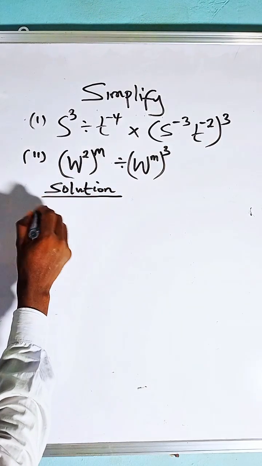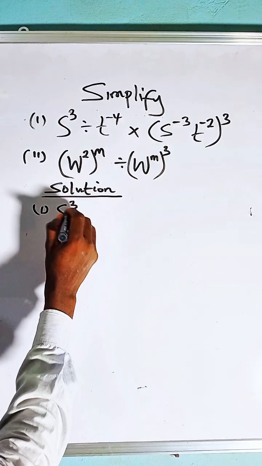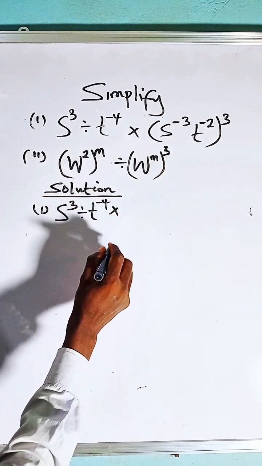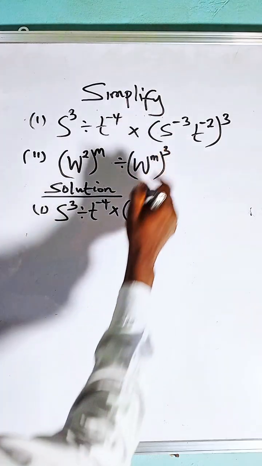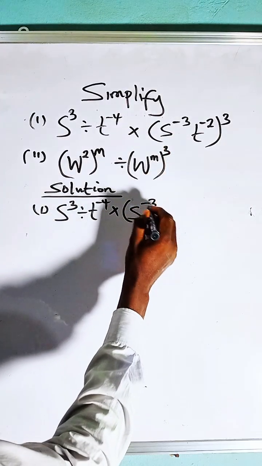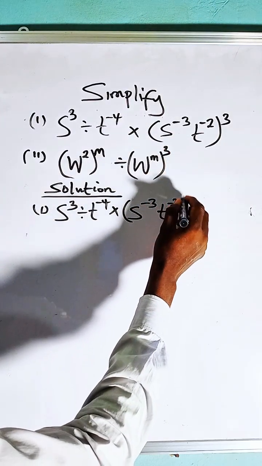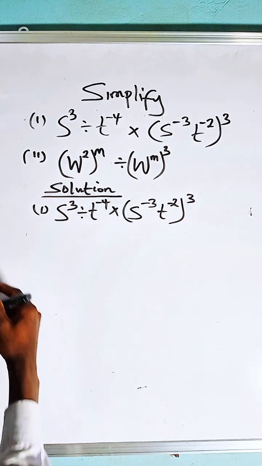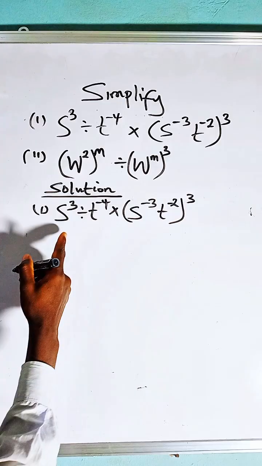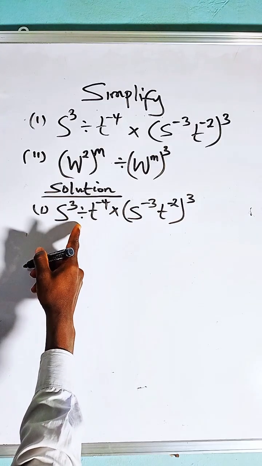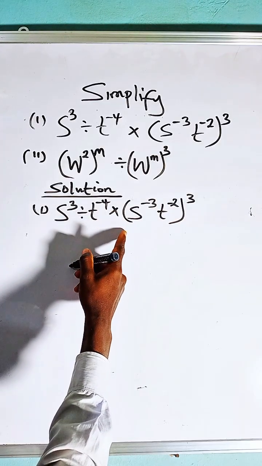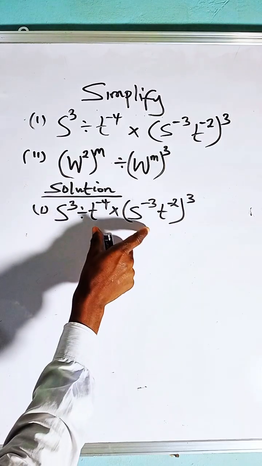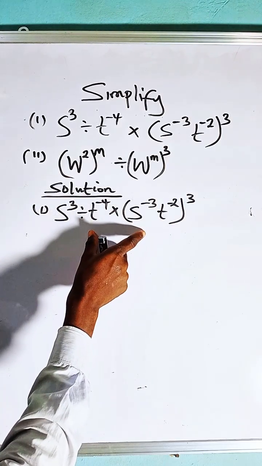Okay, so for the first one we have x to the power 3 divided by 3 to the power minus 4, times, in the bracket, x to the power minus 3, t to the power minus 2, all raised to the power 3. Now we look at this expression. We are going to apply the division law of indices, the multiplication law of indices, and the exponent law. So we are applying three laws at the same time to resolve this.